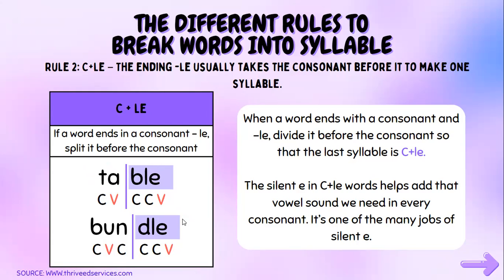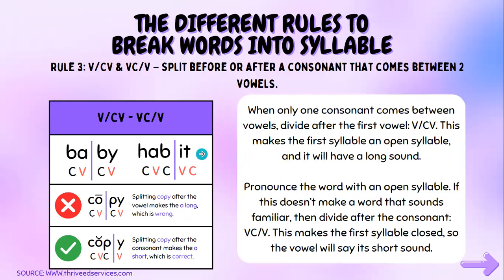Okay. The next rule, rule number 3, is split before or after a consonant that comes between two vowels. For example, here with the word baby, we know we have two syllables because one vowel is A and the other is Y.